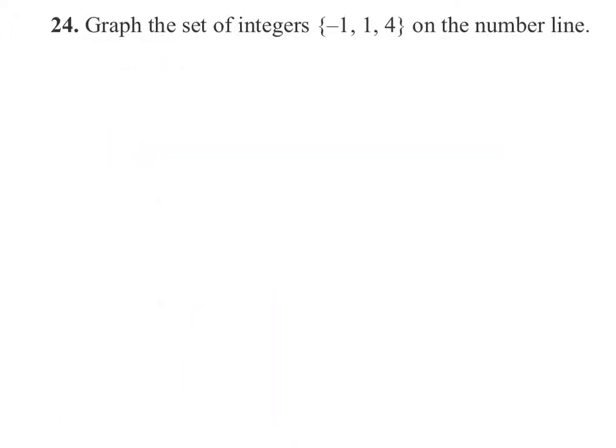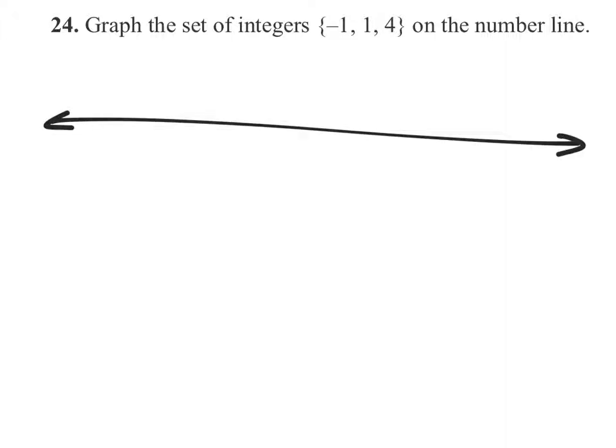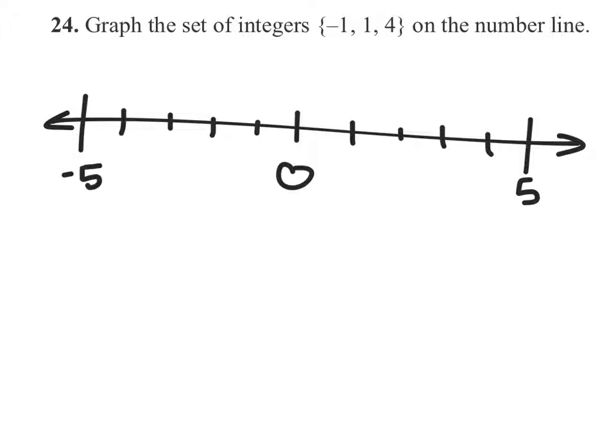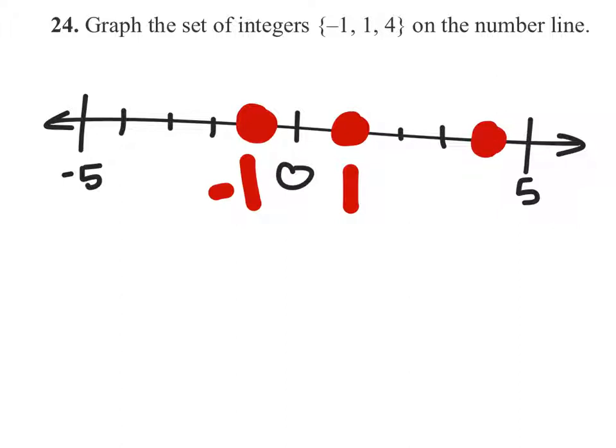Finally, on number 24, it says we get to graph this on the number line, so let's give ourselves a nice number line right here. You got 0, 1, 2, 3, 4, 5. And then the other direction, 1, 2, 3, 4, 5, negative 5. So the first point is negative 1, which would be 1 to the left of 0, right there, negative 1. The next value is 1, which would be right there. And we should label these, by the way. And then 4 is 4 to the right of 0, 4. Bam. There they are.